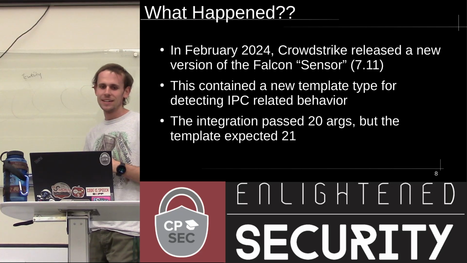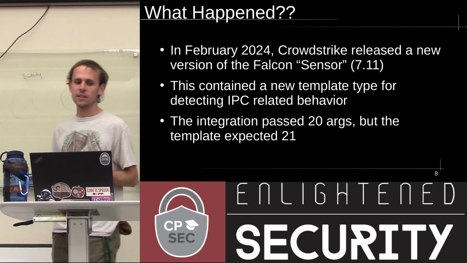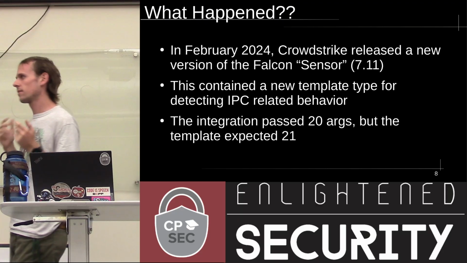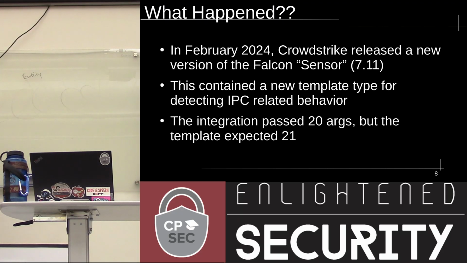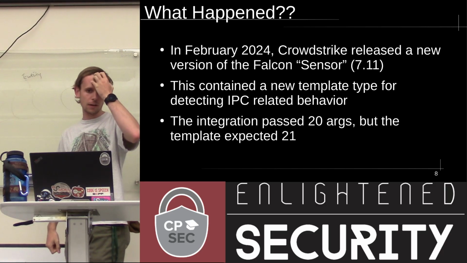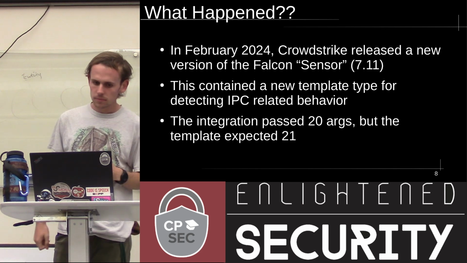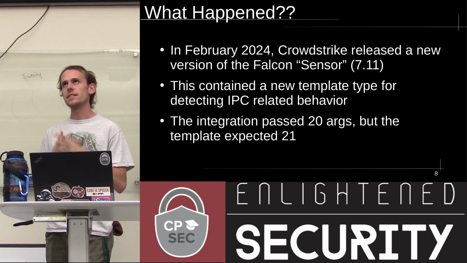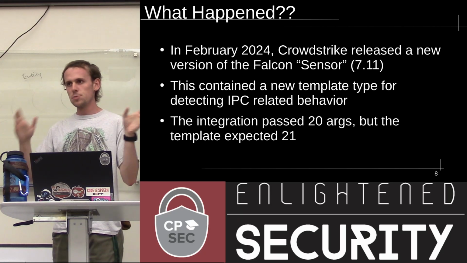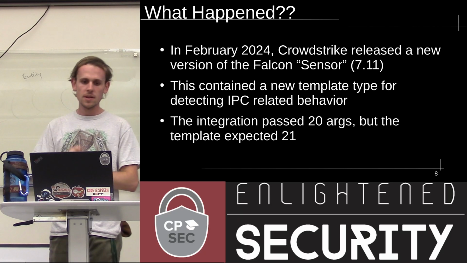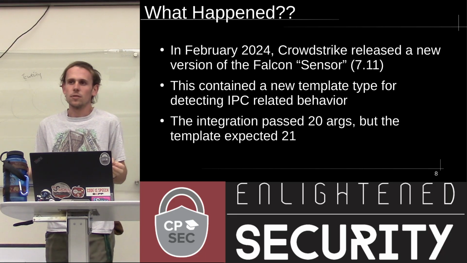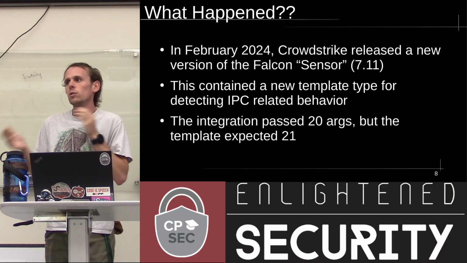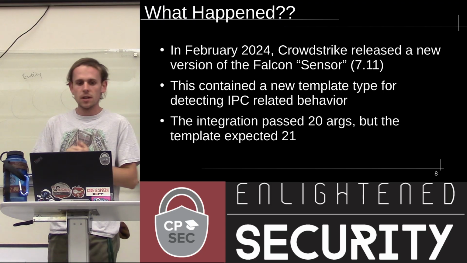What actually happened? In February of 2024, CrowdStrike released a new version of the Falcon sensor, version 7.11. Bear in mind, this is February. This was a while ago. This is not close to when this bug actually materialized. It contained a new template type for detecting IPC-related behavior. IPC is inter-process communication, so it's basically when two programs want to talk to each other, right? They found some way of detecting malware based on how it was talking to other malware, pretty much.